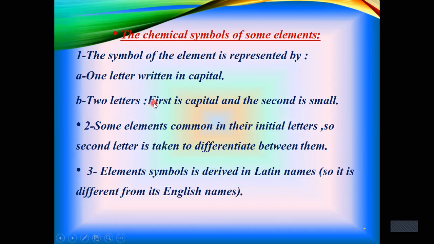So why did we choose two letters? Two letters because some elements have the same first letter. So to differentiate between them, we must take the second one, maybe even a third one. So it will be the first and the third instead of the second. Element symbols are derived from Latin names.